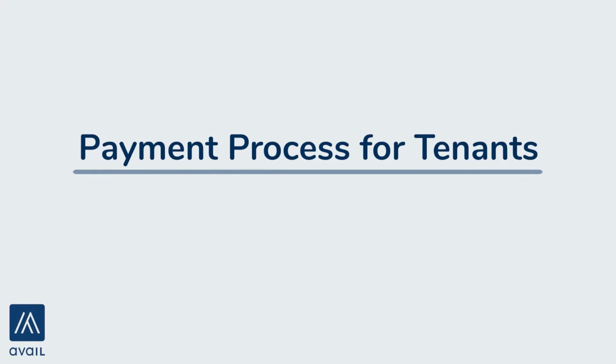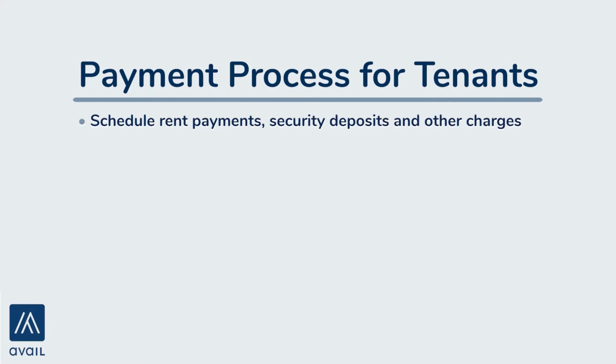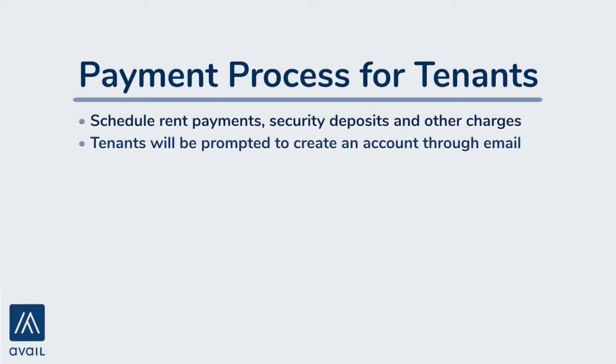As a landlord, it can be helpful to understand what your tenants experience when setting up and making payments. In this next section, you'll learn about the tenant payment process. Through Avail, tenants can easily schedule payments for rent, security deposits, and other charges. If a tenant is existing and does not already have an Avail account, they will create their own personal Avail login from the email they receive when you add them to a payment list. They will then be prompted to add their own bank account and schedule payments.